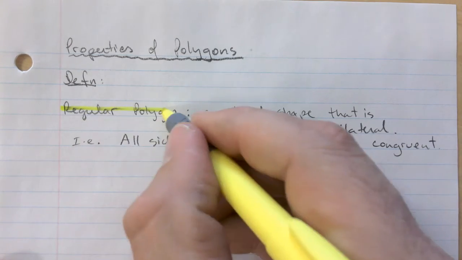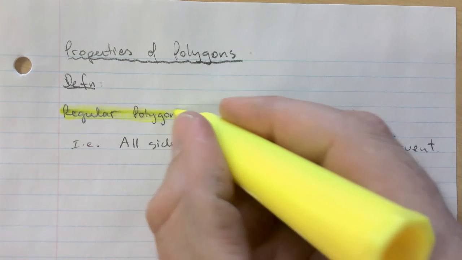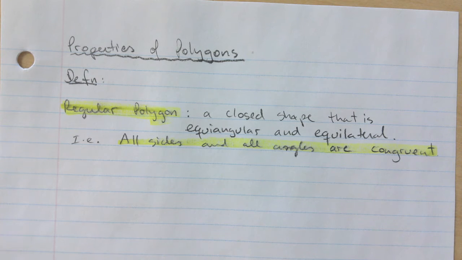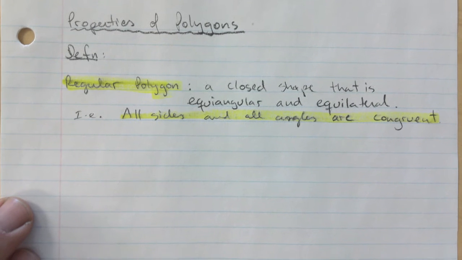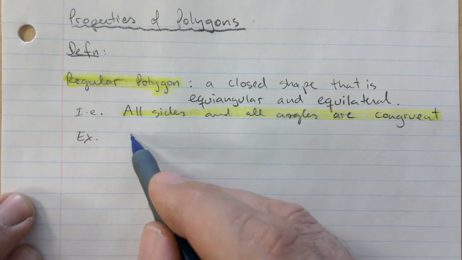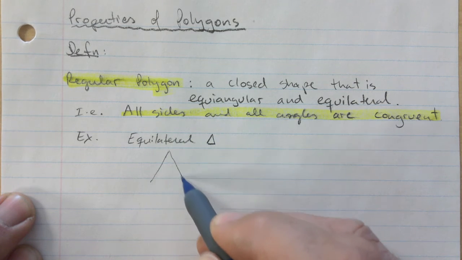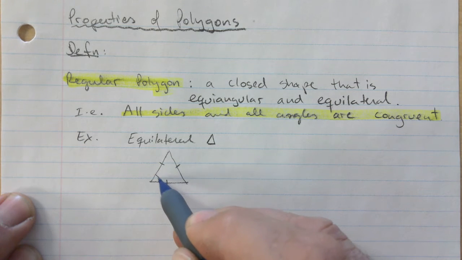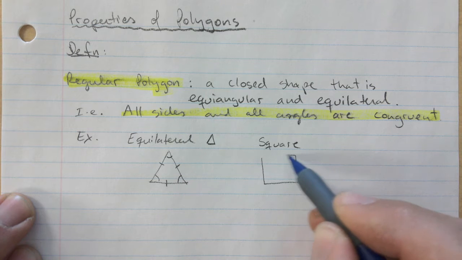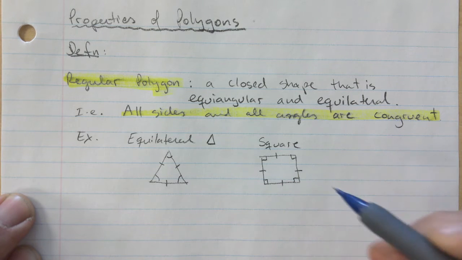Okay. So, regular, oh, not the best highlighter. Okay. A regular polygon has all sides and all angles the same, congruent, okay? It's important to remember. So examples of regular polygons would be an equilateral triangle, right? So you've got all sides the same and all angles the same as well. A square, and all sides are the same, all angles are 90. Okay, so that's what they mean.